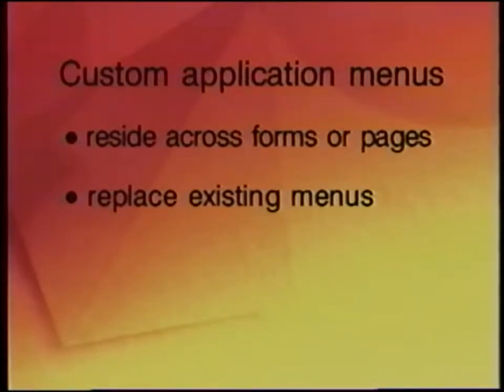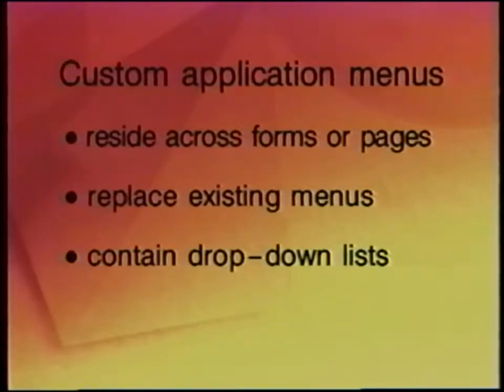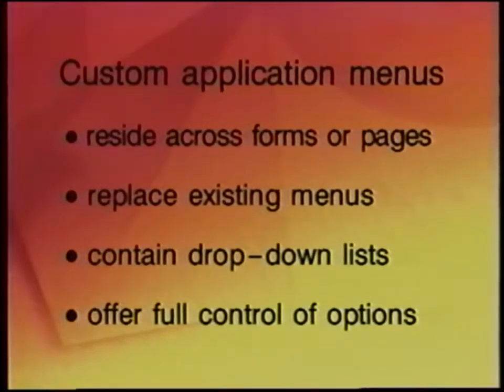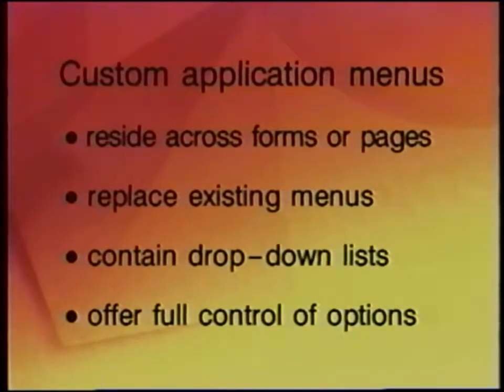To tie your applications together, Paradox for Windows lets you construct custom application menus. In this last lesson, you'll learn how to work with menus to give your application the finishing touch. Custom application menus can reside across multiple forms and across multiple pages in your form or application. They replace Paradox's interactive menus and display across the top of an application. Each can have a drop-down list of choices. ObjectPAL gives full control of these menu items, including the display of options, graying, accelerator keys, and separator bars.